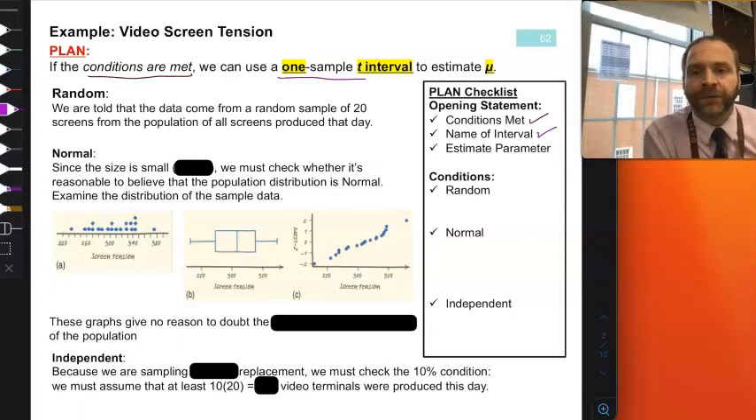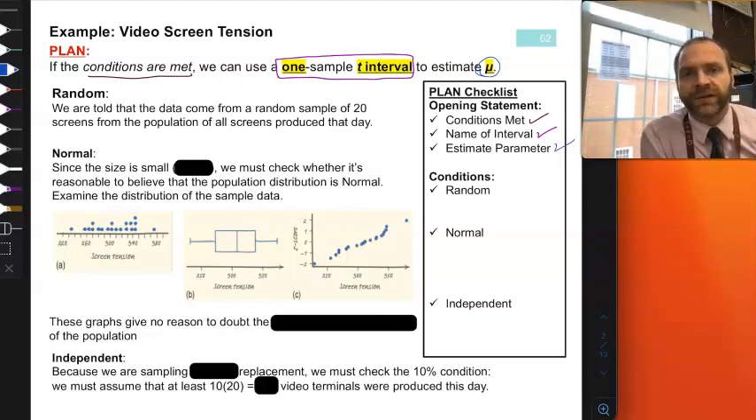Okay, now what interval are we going to do? One sample t, because we don't know the population standard deviation. And what are we trying to estimate? We're trying to estimate the population mean mu. So that opening statement is important. Make sure you're providing all three of those in the opening statement.